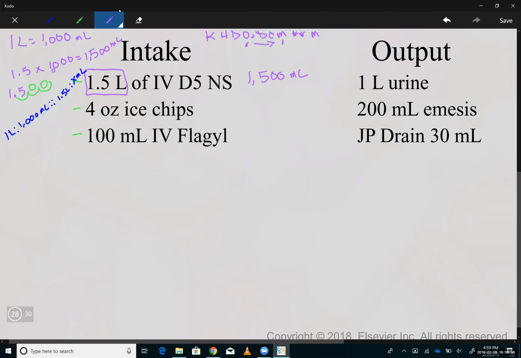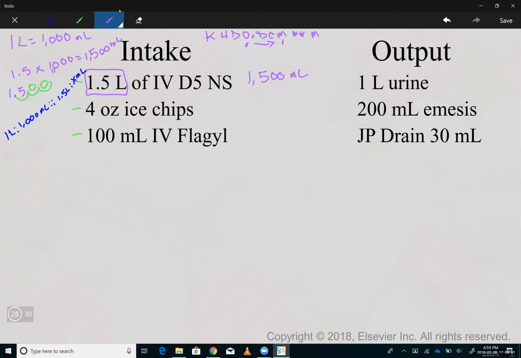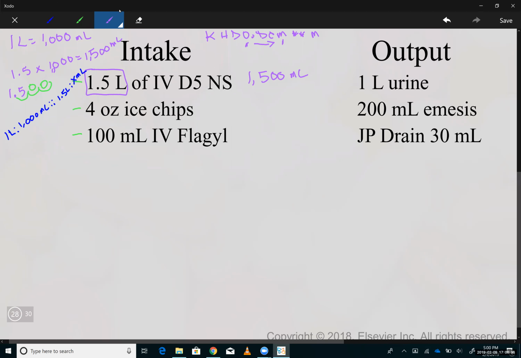Remember that when you have 4 ounces of ice chips, ice is equivalent to half the amount when it has melted. So this 4 ounces of ice chips is actually equal to 2 ounces of water. Now I have to remember that 1 ounce is equal to 30 mLs. So my 2 ounces, whether we want to multiply by 2 or do ratio and proportion, is going to be 60 milliliters.